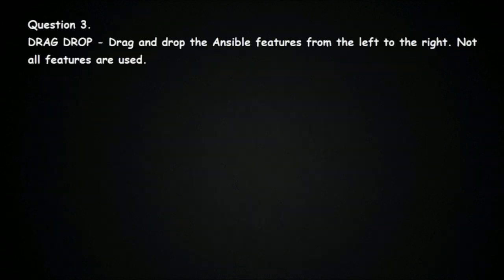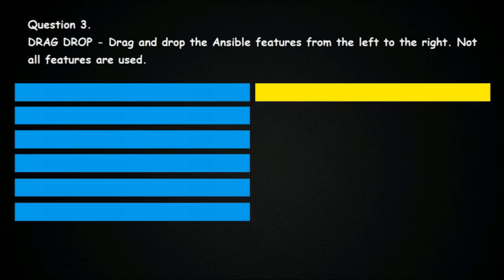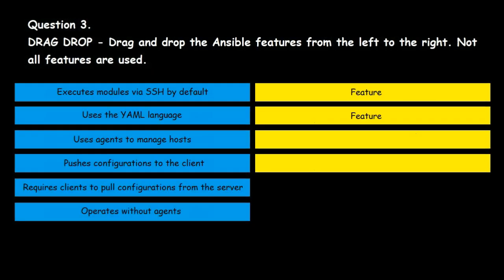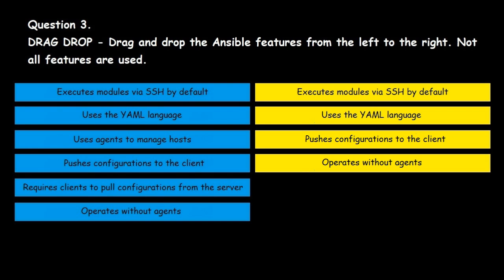Question 3. Drag and drop the Ansible features from the left to the right. Not all features are used. Let's see the answer. Executes modules via SSH by default. Uses the YAML language. Pushes configurations to the client. Operates without agents.